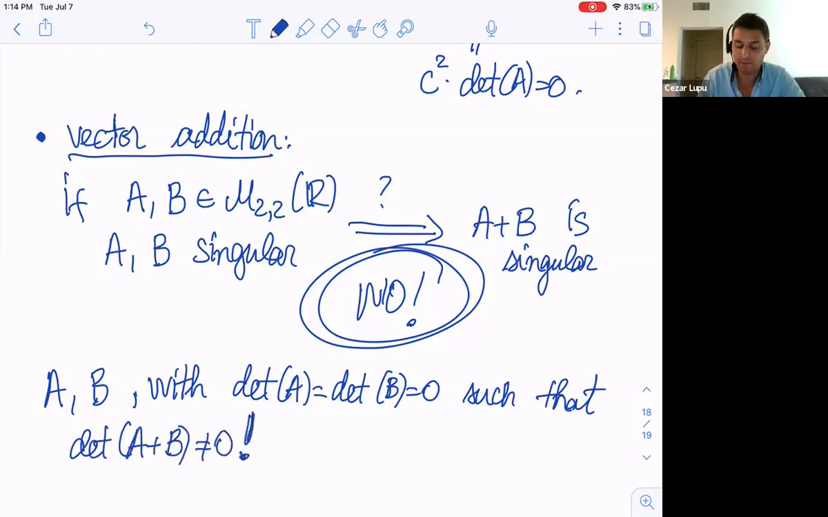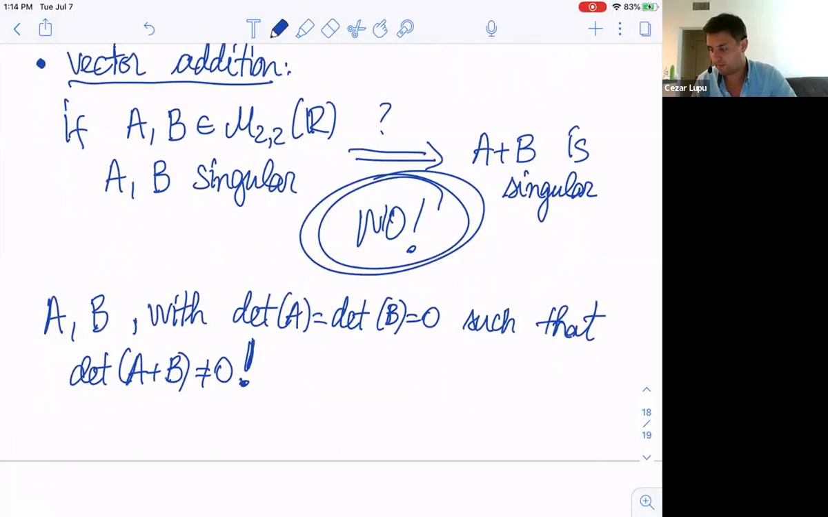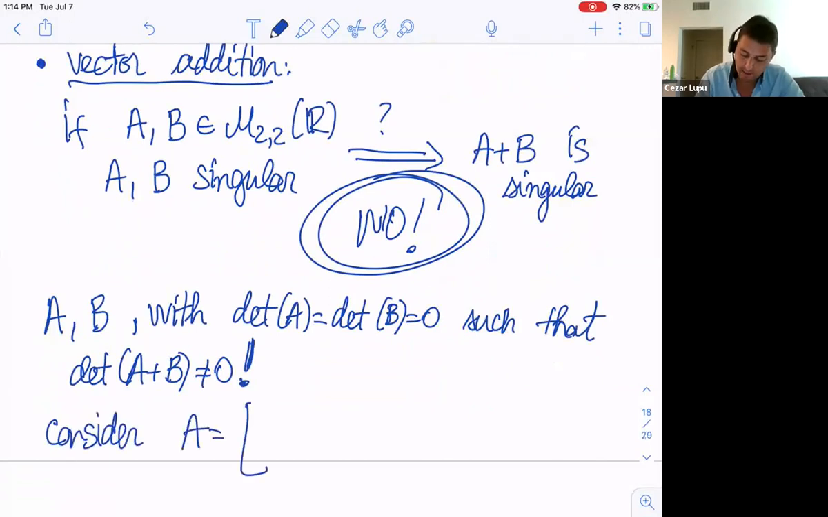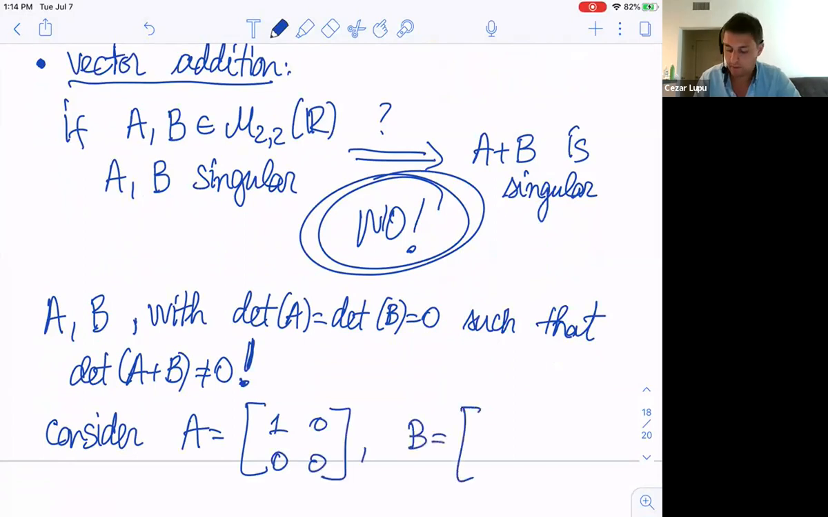And if I put my hands on one such example, then I'm done. Let's consider the following matrices. Consider A, and let me pick one of them that is singular. So let me take A = [[1, 0], [0, 0]]. And now let me take B.